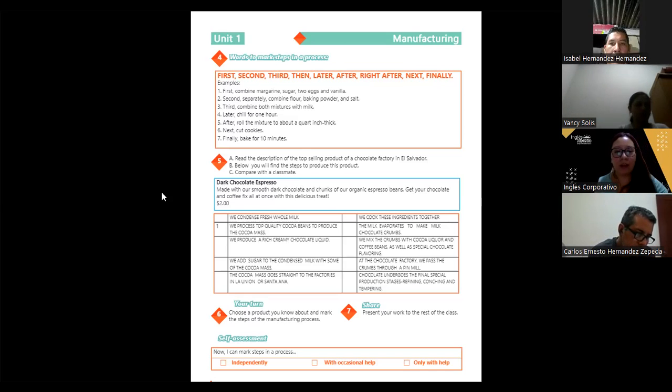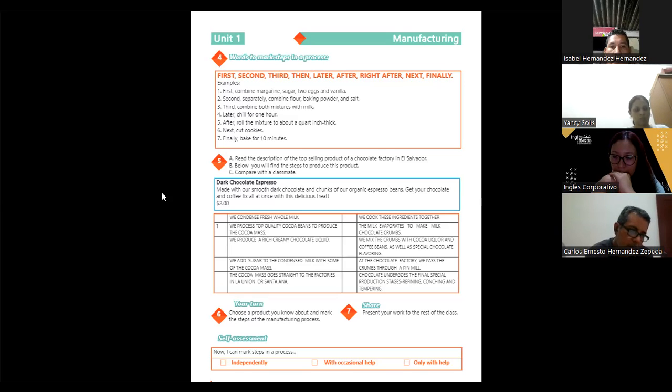Perdón. So, número 1. We process top quality cocoa beans to produce the cocoa mass. ¿Quién tiene el segundo paso? ¿Quién quiere compartir el que cree que es el segundo paso? Veamos. Volunteers. Sure. Maybe number two, we cook these ingredients together. Veamos. Miss. ¿Quién difiere de lo que acaba de decir Carlos?